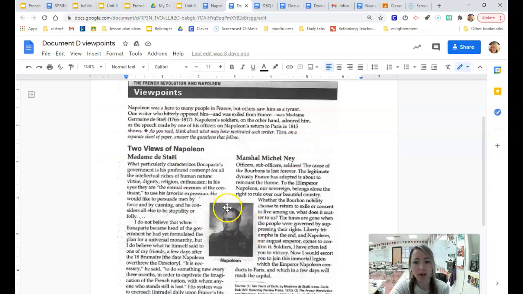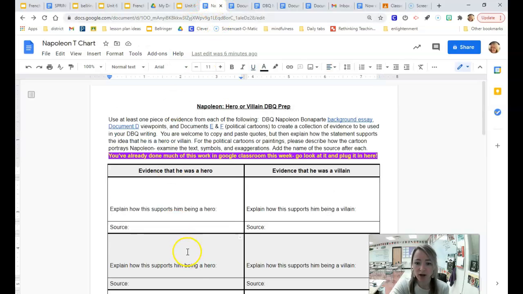Okay, take some fact, some information, some evidence, okay, put it into the T-chart on whether he was a hero or a villain, right? And then after each of these that you add in, make sure you add the name of the source, right? So you could be really helpful to yourself and actually copy and paste the MLA citation right there, or you could just go ahead and name it like document D, and that's fine.